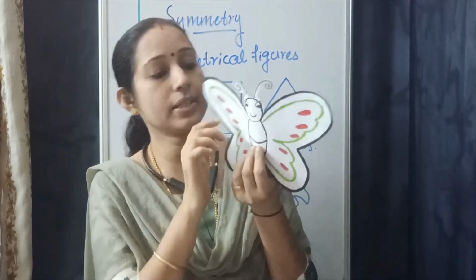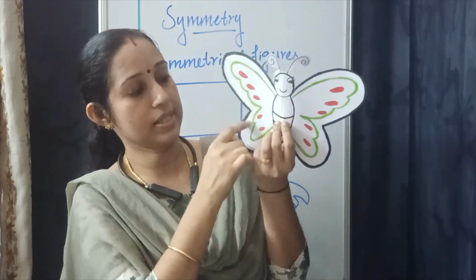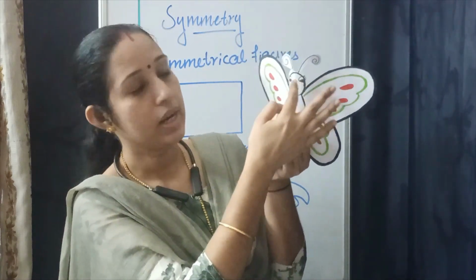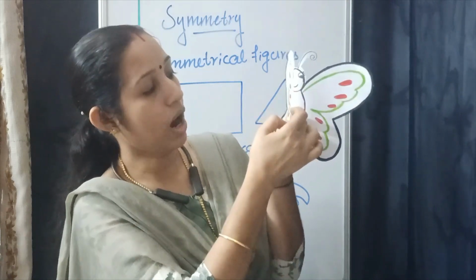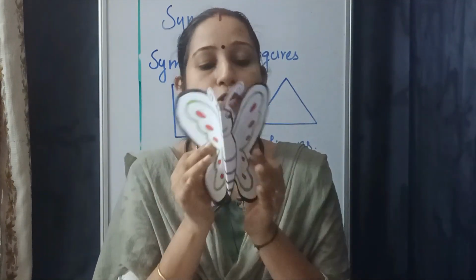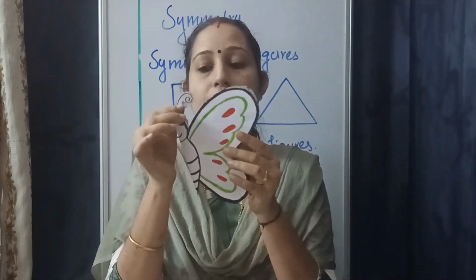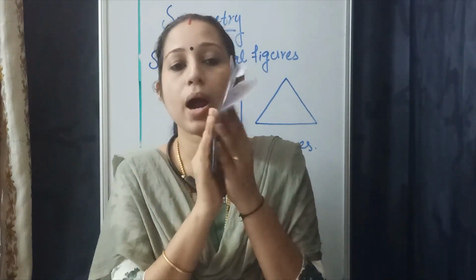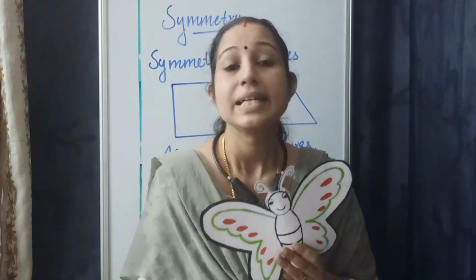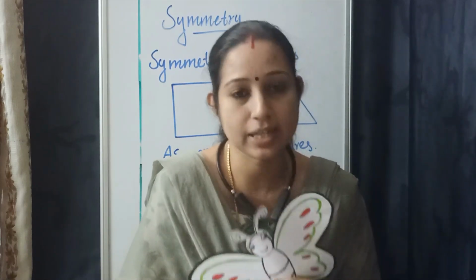In the first part, there's one eye, one wing and half body. Here in the second part also, one eye, then half body and one wing. So these two parts are exactly the same. If we fold an object, we get two parts that are exactly the same. This type of figure is called a symmetrical figure.